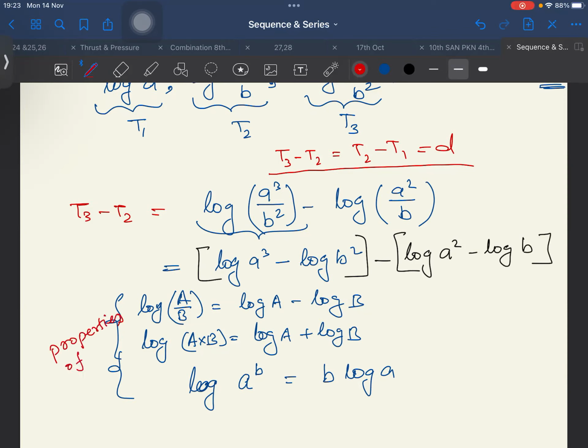Properties of the logarithmic function. Don't say these things, that you haven't studied. Don't put these types of excuses.